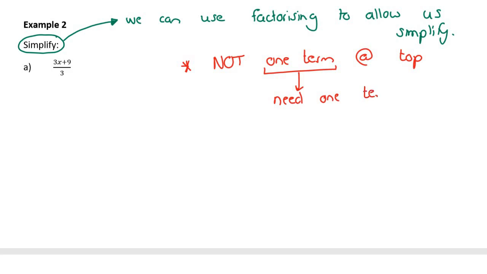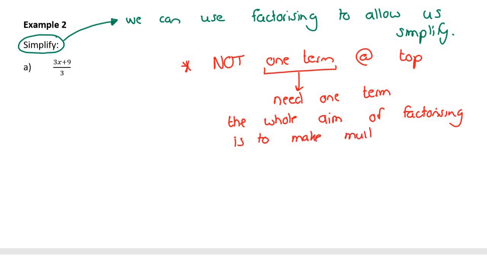Now this is why right at the beginning of factorizing, in my first lesson, I said something really important, and that was the whole point of factorizing is to take multiple terms and make them into one term. So I'm going to write that down here. The whole aim of factorizing is to make multiple terms into one term. Now, why do we need to do that here? Let's look at a couple of scenarios.